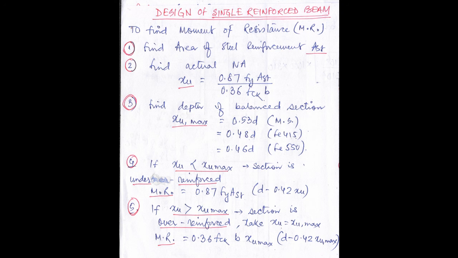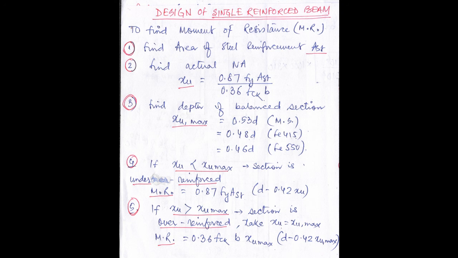XU equal to 0.87 Fy AST divided by 0.36 FCK B, where Fy is the strength of the steel, AST is the area of the steel reinforcement, FCK is the compressive strength of the concrete, and B is the width of the beam. Step number 3, find the depth of the balanced section. What is the notation? XU max.